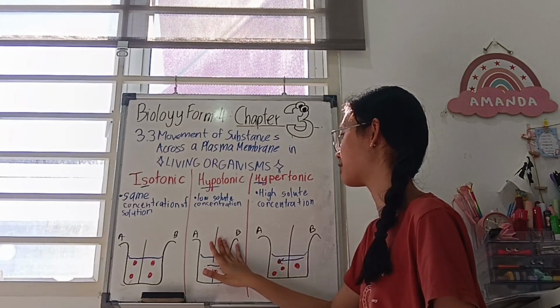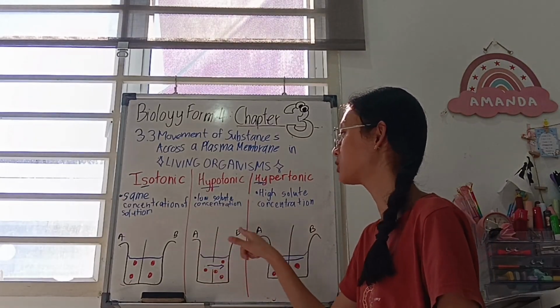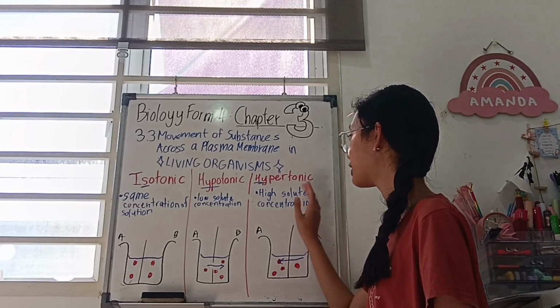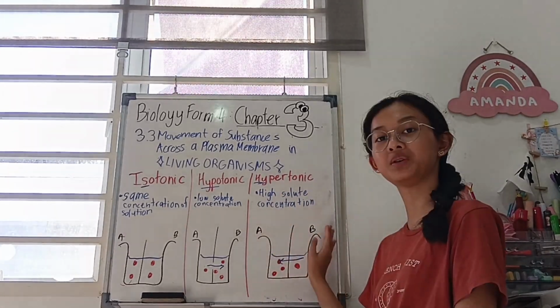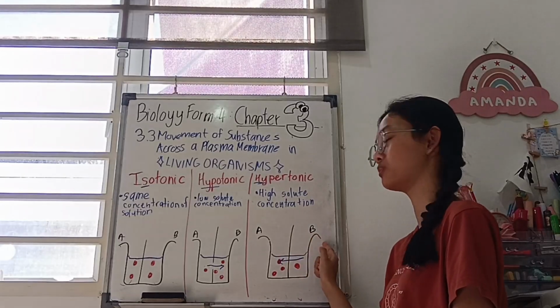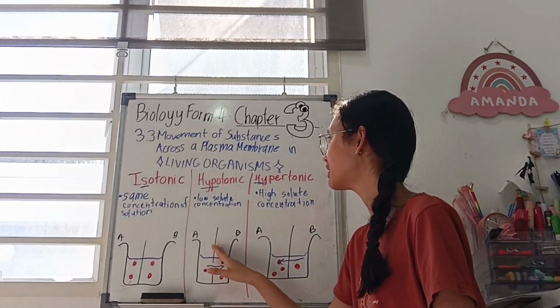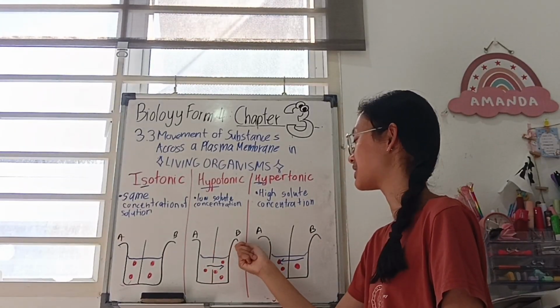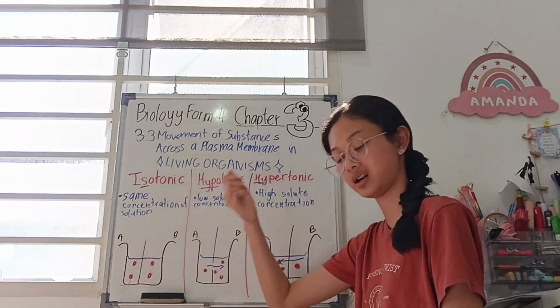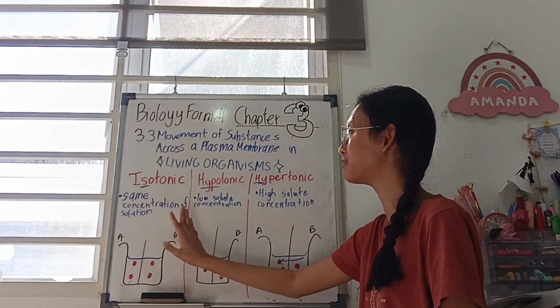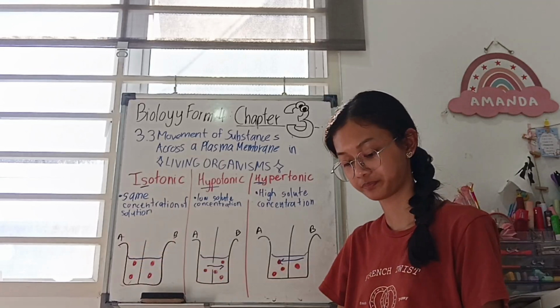So for this diagram, A is hypotonic to B, and for this diagram, A is hypertonic to B. But this one can be B is hypotonic to A, and this one can be B is hypertonic to A. This one, solution A and B are isotonic to each other.